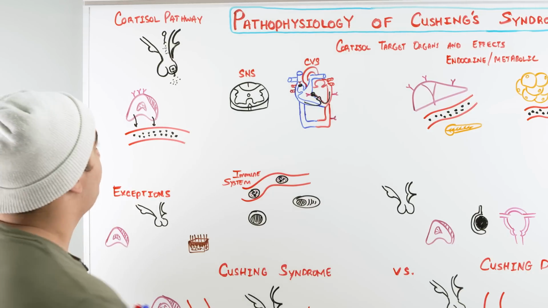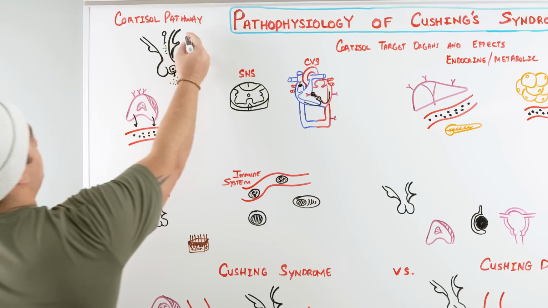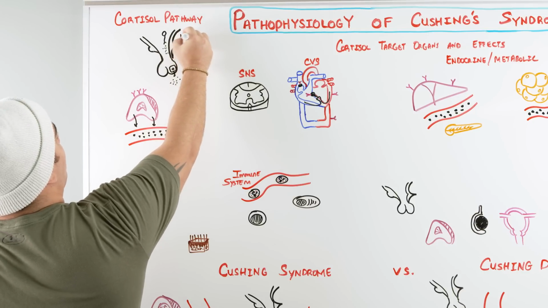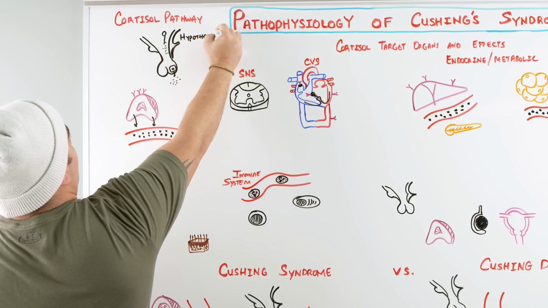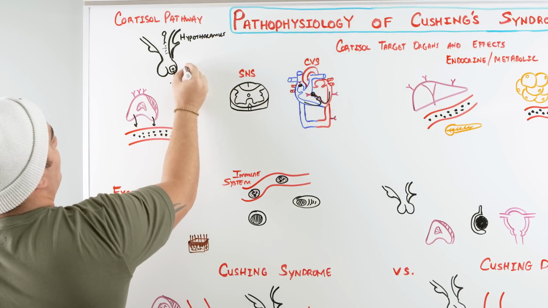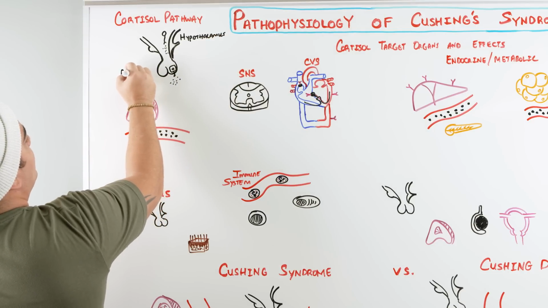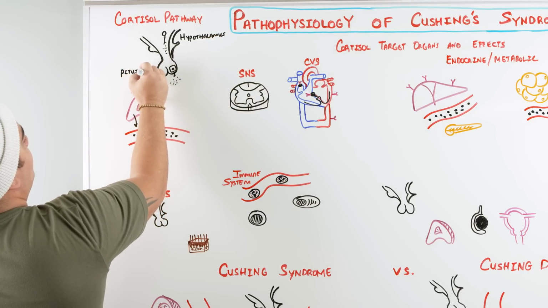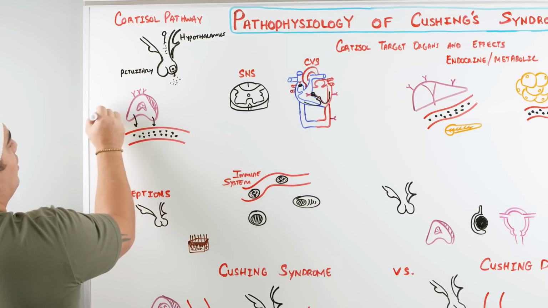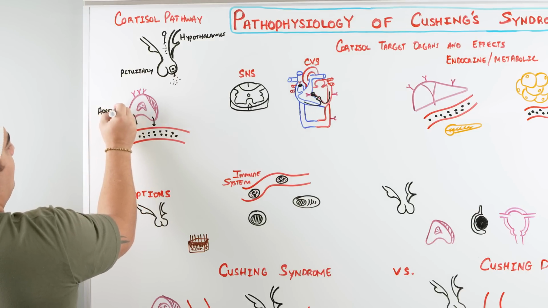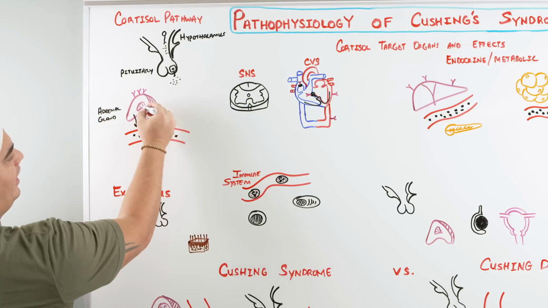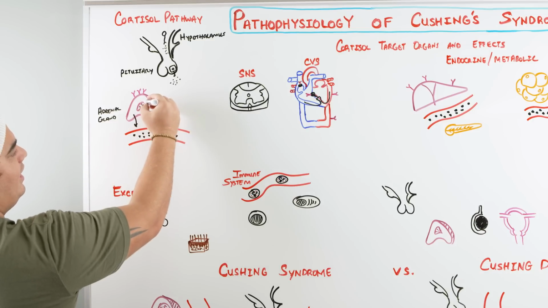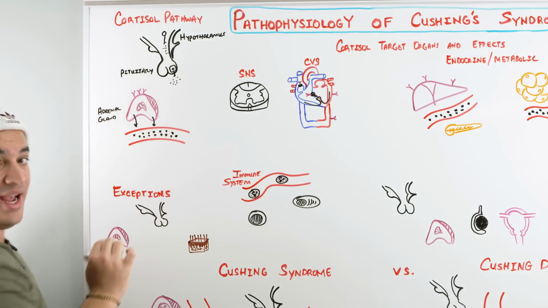Nothing crazy, but if you remember, up here at this point we have the hypothalamus. We're just taking a little snapshot picture of the hypothalamus, and then here you have your pituitary, and then here you have your adrenal gland. There are two parts to the adrenal gland: right here is the medulla, and the outer part in white is the cortex.